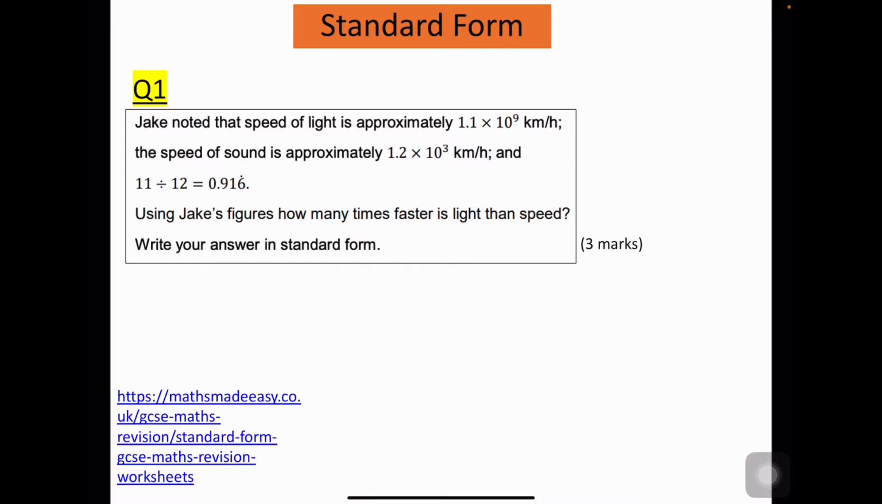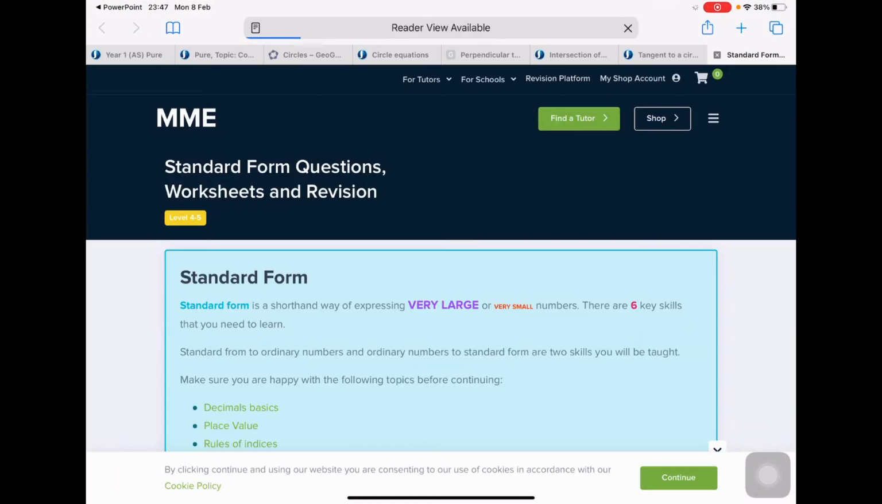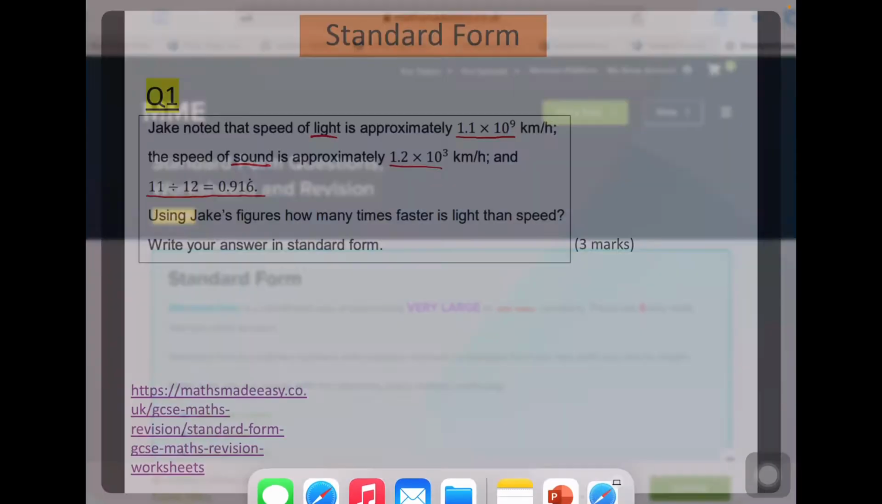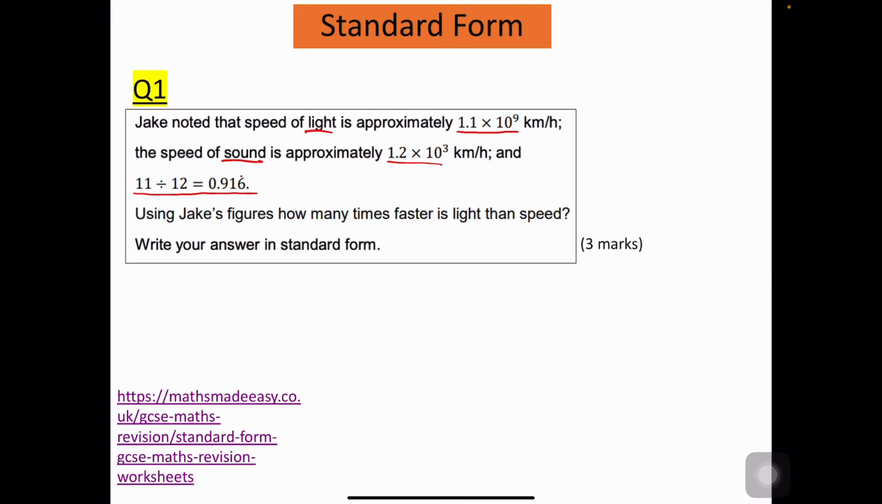I'm going to now go through the answer to question 1. Jake noted the speed of light is this, the speed of sound is this, and we're going to use this information. Notice how I'm underlining the key information. It's just like I say constantly, make sure you're highlighting the key information, and that will help you answer the question. It says, using Jake's figures, how many times faster is light than sound?